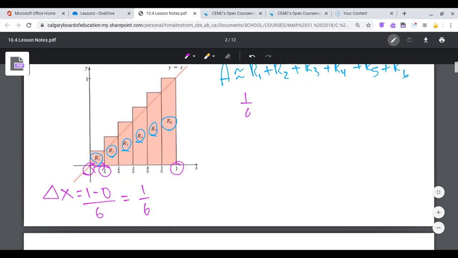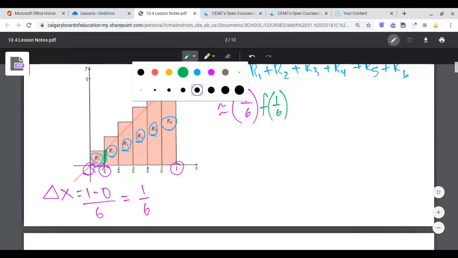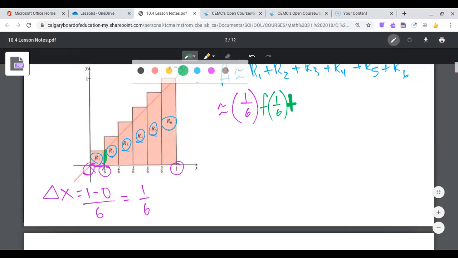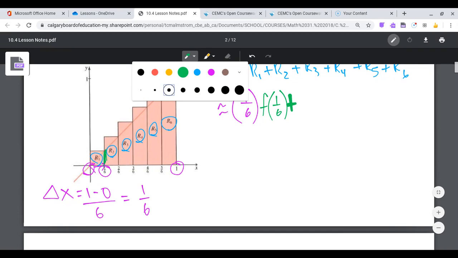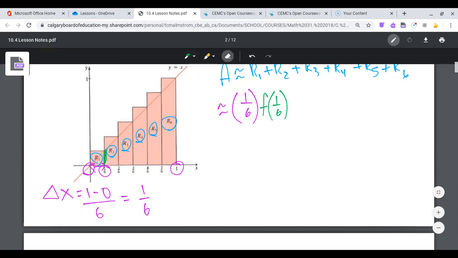So I have 1/6 for the first rectangle, and then the height of the first rectangle, this height right here, is going to be f of 1/6. And then, oh, that didn't quite get my brackets in the right spot. Sorry, guys. Here we go. F of 1/6. That's what I wanted. And then I have to add that.